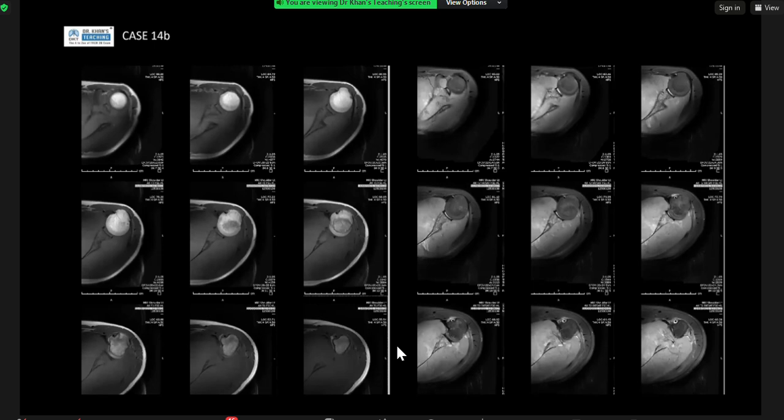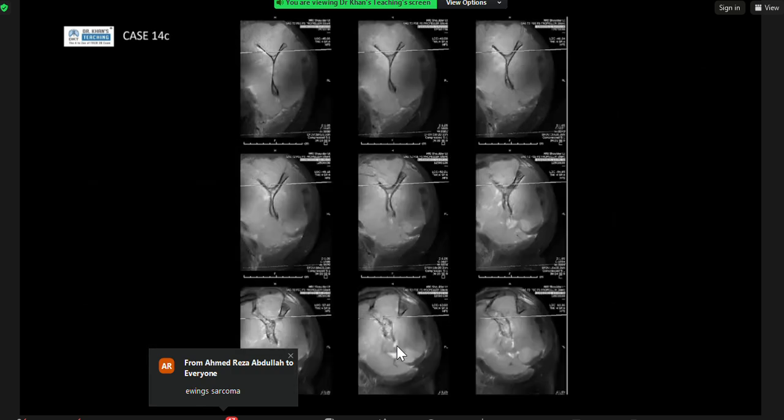So this lesion appears heterogeneous and shows some destruction of the cortex. So yeah, you're on the right track. So there is destruction of that. I have seen a case of chondrosarcoma like this, but I'm not sure.